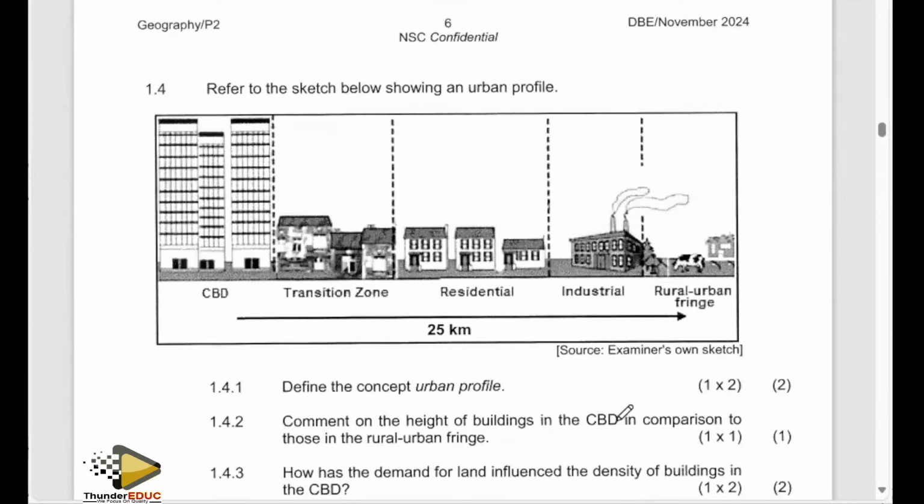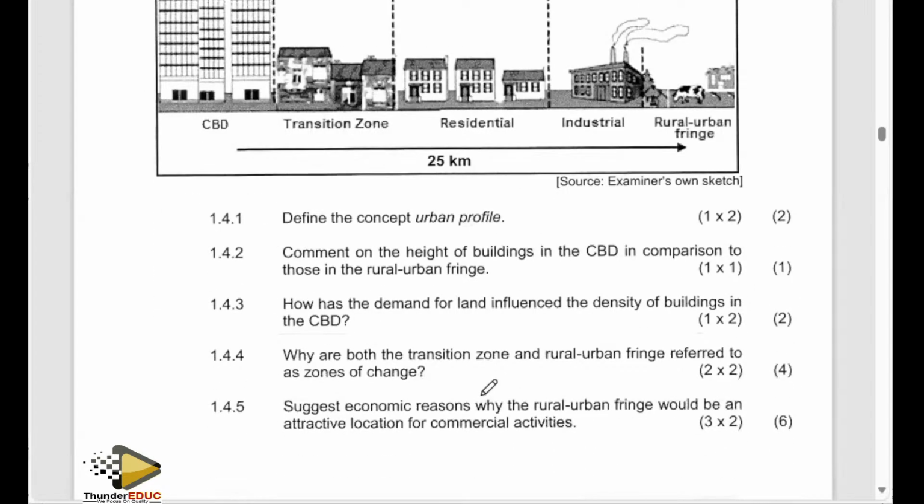The next question refers to the sketch below showing an urban profile. Right, we're looking at an urban profile from the CBD to the zone of transition to the residential, industrial, and the rural urban fringe, with a stretch of about 25 kilometers radius from the CBD. The first question says, define the concept urban profile.